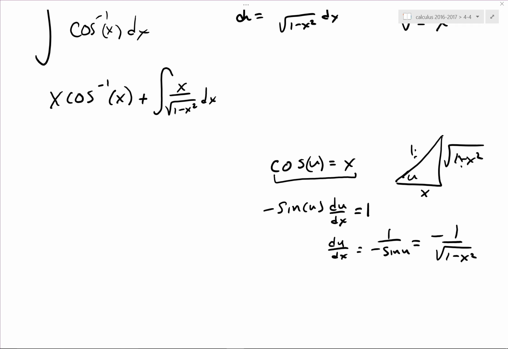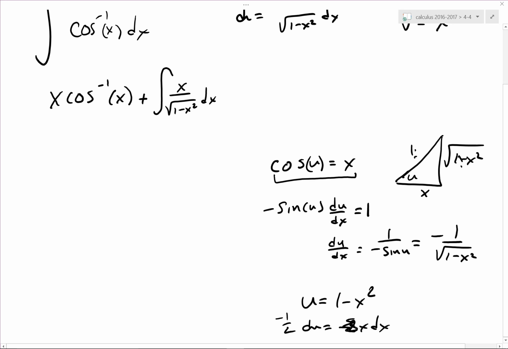Could I do trig substitution? I could. Is there an easier way? Could I do regular substitution? If I was going to do regular substitution, u would be who? 1 minus x squared. That's right. And then du would be what? Negative 2x dx. Well, I don't have that. I have negative half of that, right?